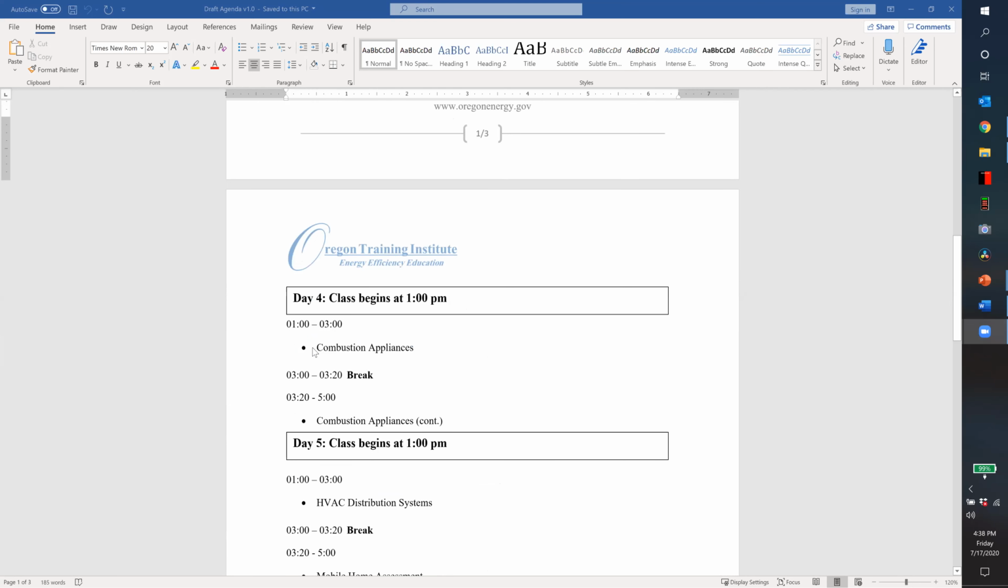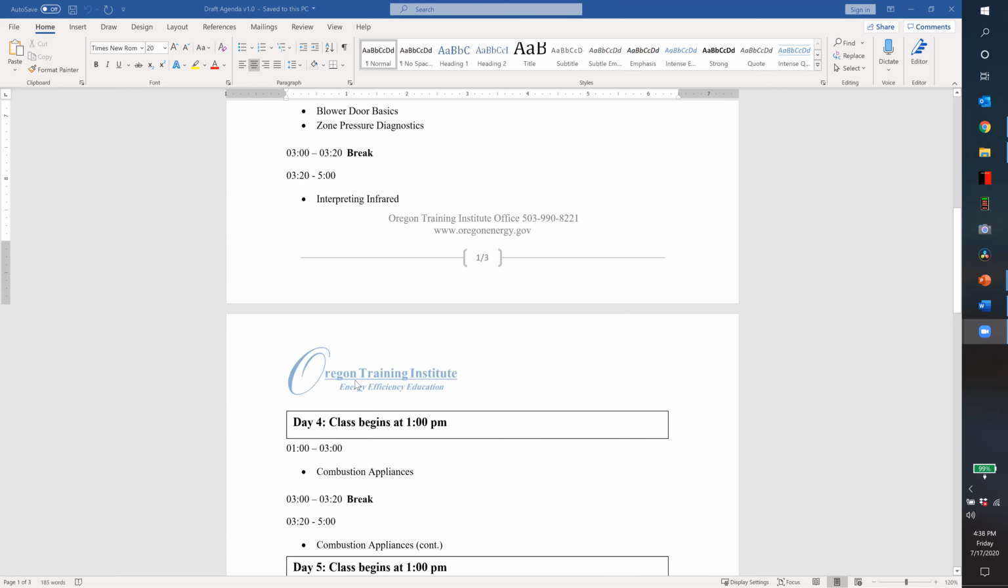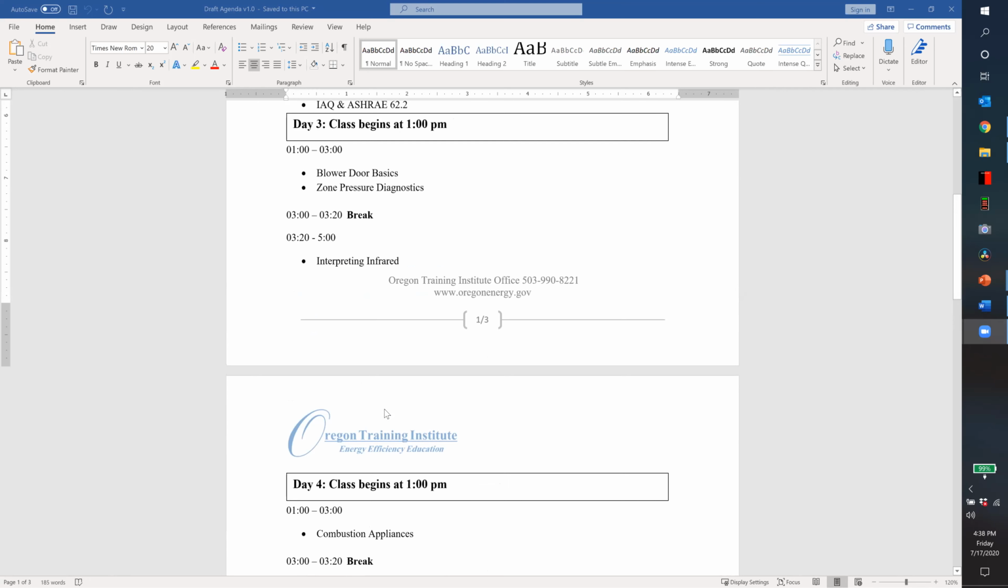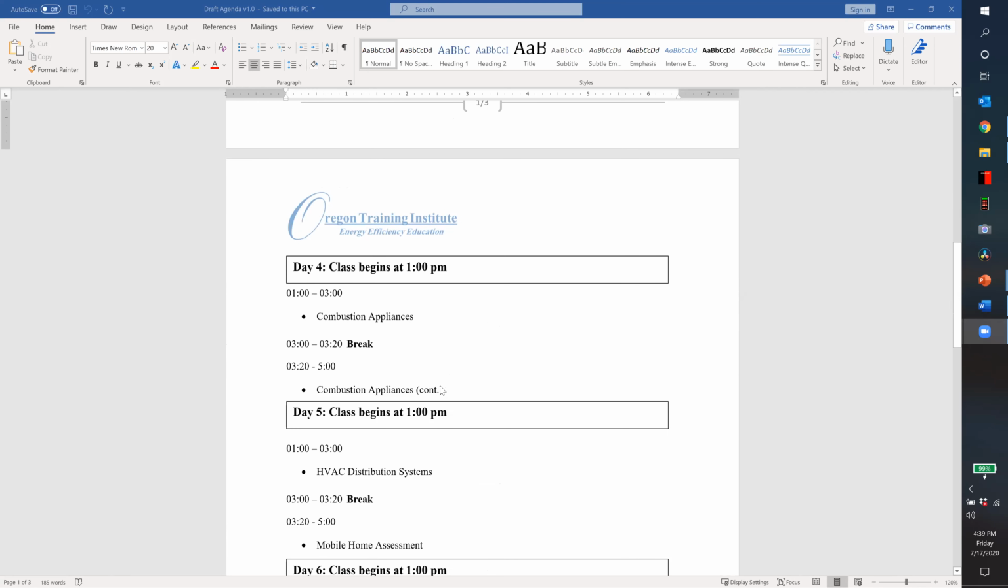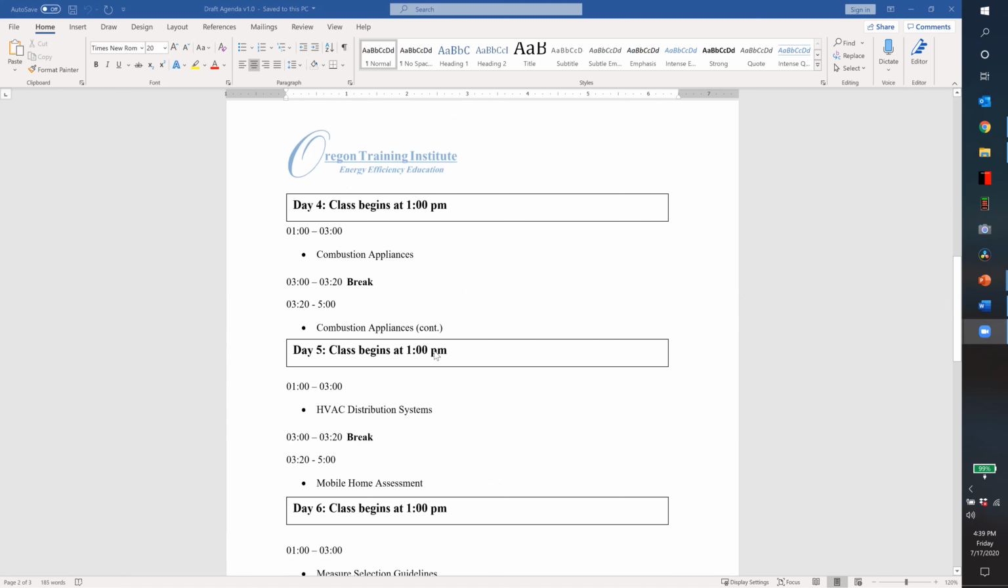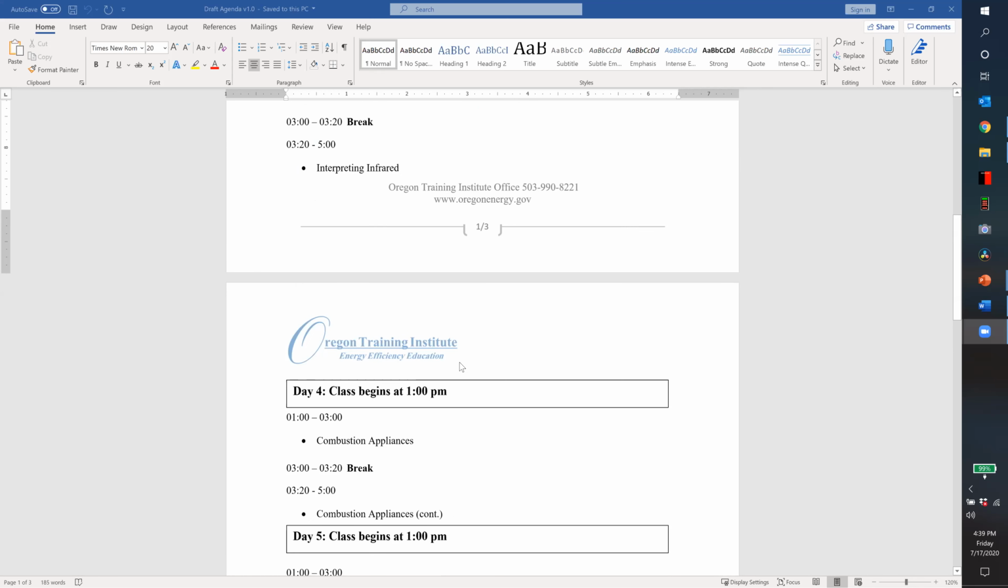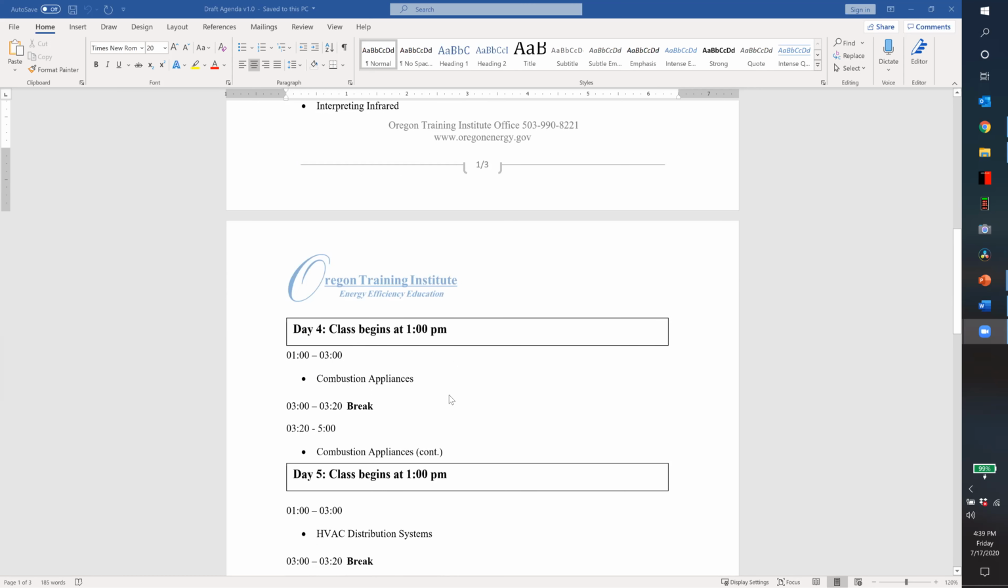So on Monday, we're focusing mainly on combustion appliances, but we do need to get to the zonal pressure also on Monday. Infrared, we're going to table for the time being till later on in the week, as that's a pretty small part of the exam. Probably the smallest part of the exam is infrared. But probably the biggest part of the exam is going to be combustion appliances, which we're going to focus on Monday, as well as the zonal pressure.